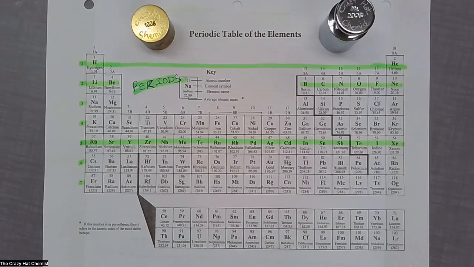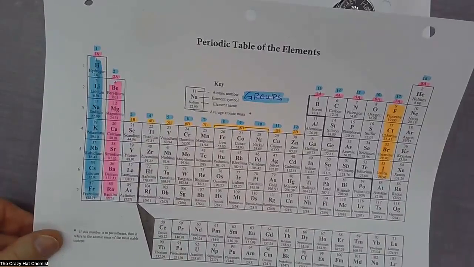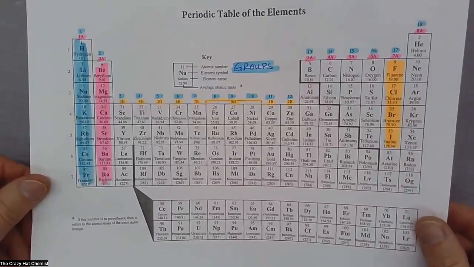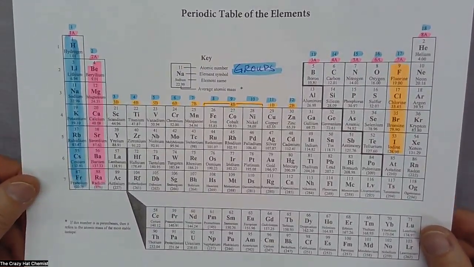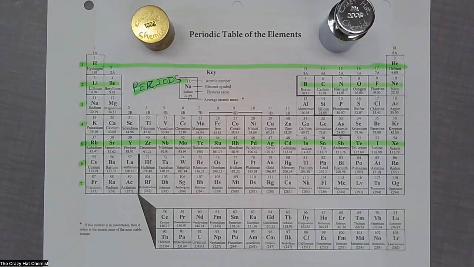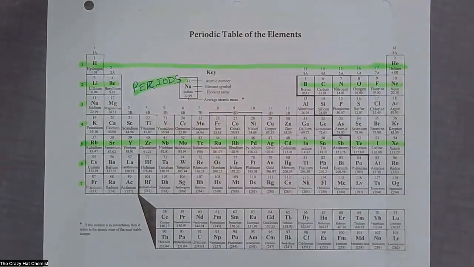Super simple. So we have groups or families, vertical columns, and periods, horizontal sections on the periodic table. Groups or families behave in a similar way. That's why they have a similar number of valence electrons and their chemical reactivities are similar. And periods do not have that same corresponding likeness.